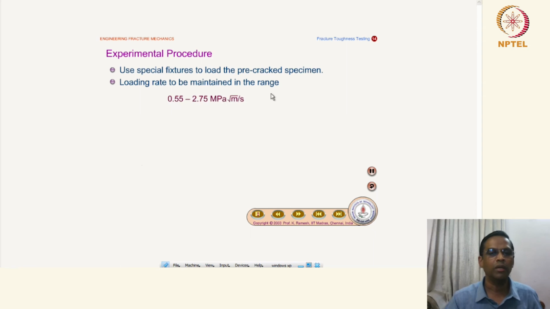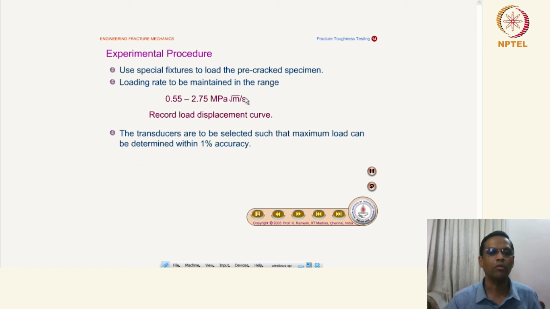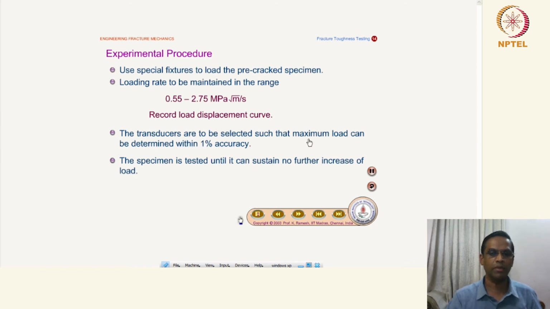The loading rate should be maintained in the range of 0.55 to 2.75 megapascal square root meter per second. Record the load displacement curve. The transducers are to be selected such that maximum load can be determined within 1% accuracy. The specimen is tested until it can sustain no further increase of load. It is like some simple pulling, but with all the preconditions.